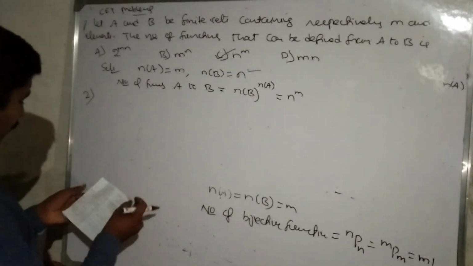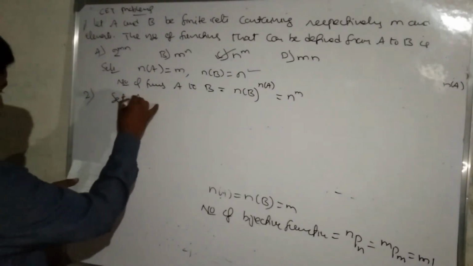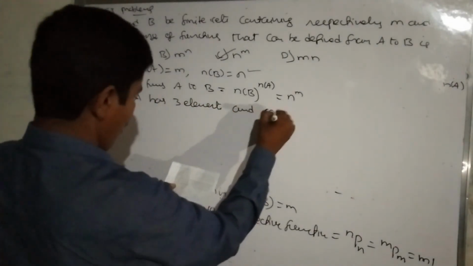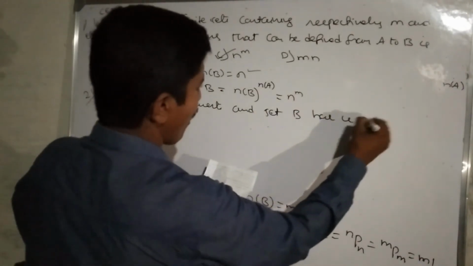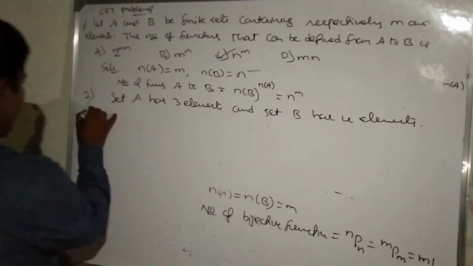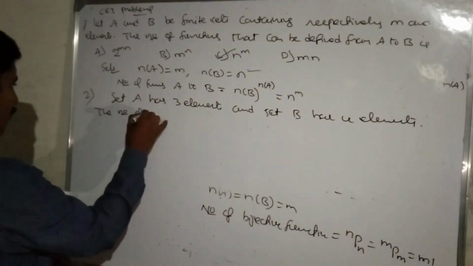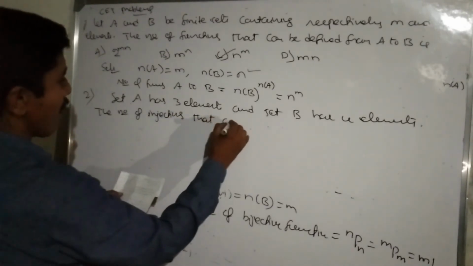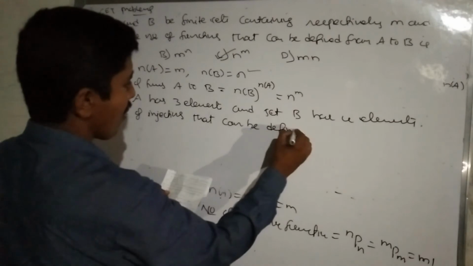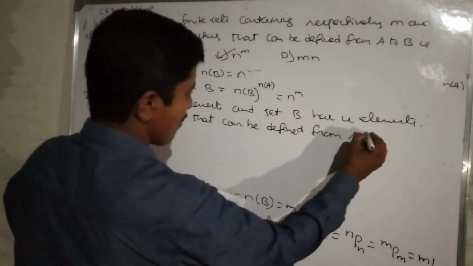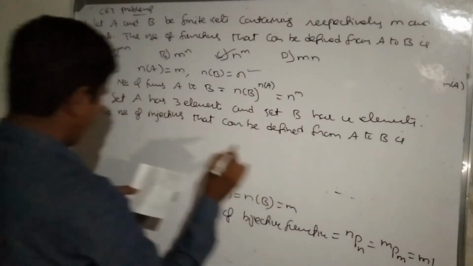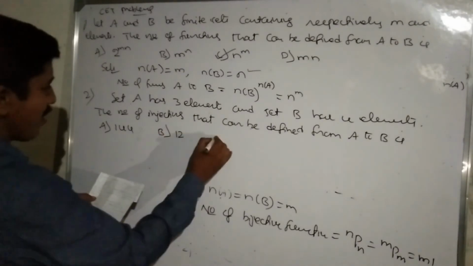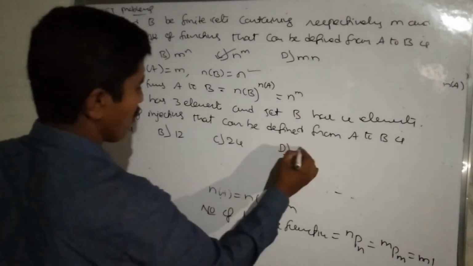Second problem. Set A has 3 elements and set B has 4 elements. The number of injections that can be defined from set A to set B is: A option 144, B option 12, C option 24, D option 60.